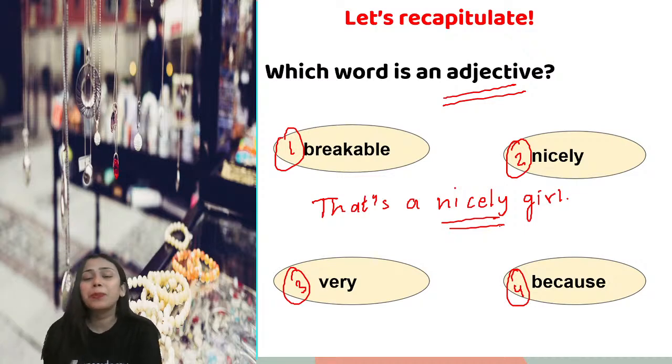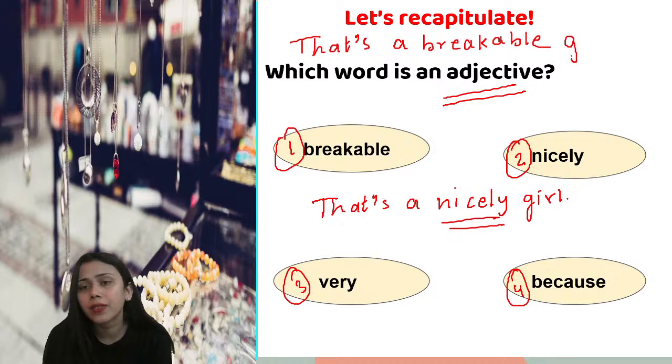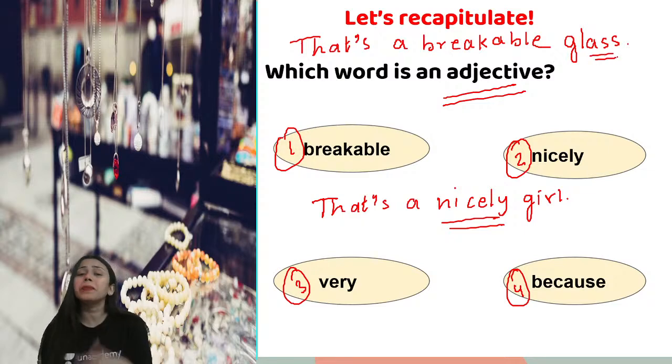Breakable, right. So breakable is the adjective. For example, what if I say, let me think about it. Yes, that's a breakable glass. Okay, now it sounds correct. It means this glass is breakable, means you can break the glass.